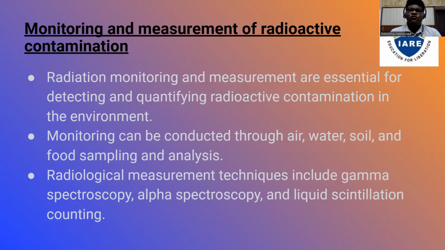Monitoring and measurement of radioactive contamination. Radiation monitoring and measurement are essential for detecting and quantifying radioactive contamination in the environment. Monitoring can be conducted through air, water, soil, and food sampling and analysis. Radiological measurement techniques include gamma spectroscopy, alpha spectroscopy, and liquid scintillation counting.